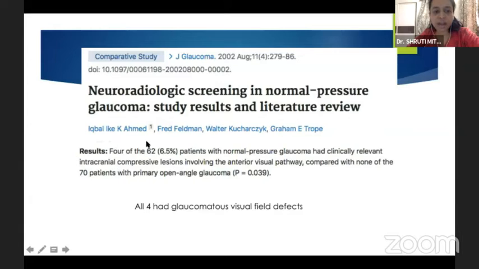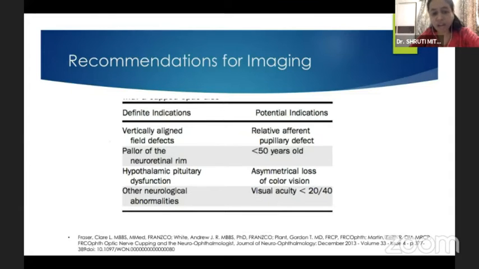This was a paper by Ike Ahmed, wherein 6% of patients with NTG were found to have relevant intracranial compressive lesions, and all 4 of these had glaucomatous visual field defects. So is there a guideline? Yes, we have a guideline, and these are the current recommendations that we know of for when we should take a decision to image a patient with a suspicious disc and normal pressure.